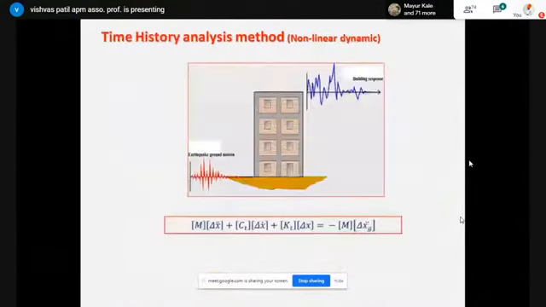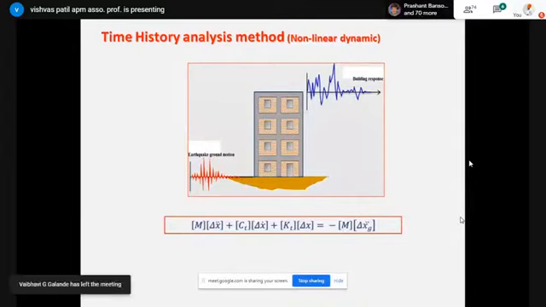Then lastly, this is the time history analysis method. It is the most correct and most rigorous, because if the building is of unusual configuration, the mass participation in the first mode will definitely not be more than 90%. Torsion is there, dominant torsion is there, or there is coupled behavior between translation and torsion. In that case, to obtain the seismic response, we have to go for time history analysis. Time history analysis is based on one basic equilibrium equation.